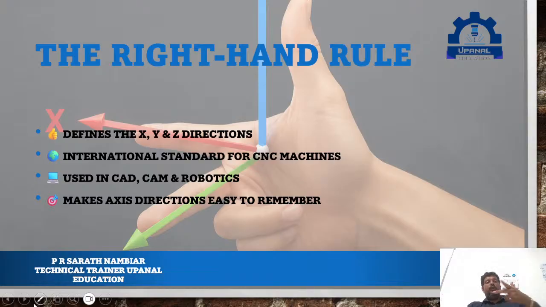So if you hold your right hand in front of you, stretch your thumb, index, and middle finger so that each points in a different direction, making them perpendicular to each other, your thumb represents the positive x-axis, your index finger represents the positive y-axis, and the middle finger represents the positive z-axis. These three directions form the three-dimensional coordinate system used by the CNC machine.